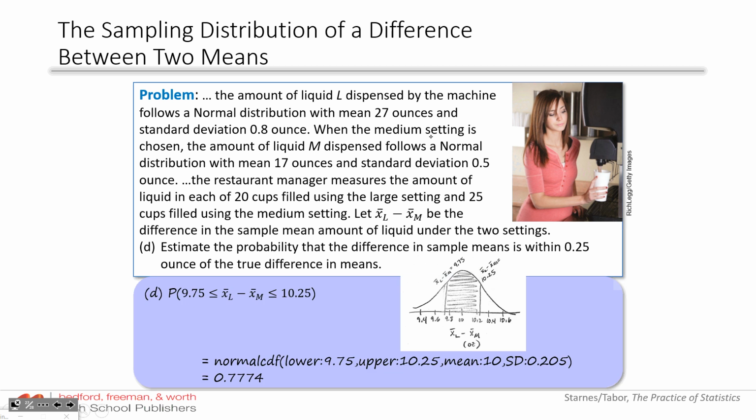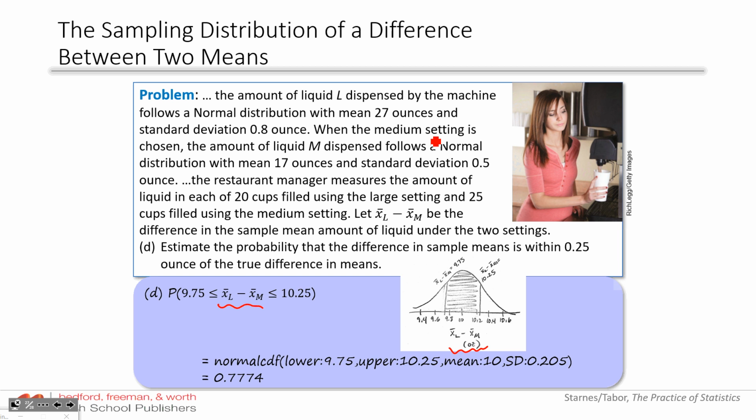So in other words, look at this picture here. I want the probability that the difference in the sample means. So the difference in the sample means is X bar L minus X bar M. And notice my sampling distribution, my normal distribution that I draw here in that picture, I'm not talking about individual amounts of liquid in individual cups. I'm not talking about the averages in just large cups. I'm talking about taking two samples, one from the large, one from the medium, and calculating the difference over and over and over. So X bar L minus X bar M.